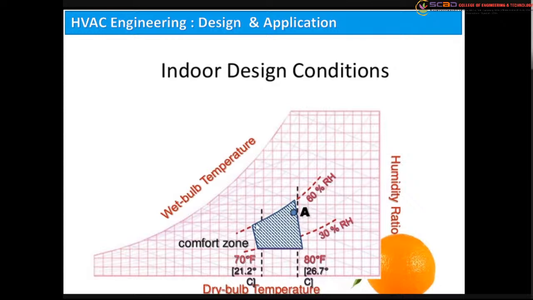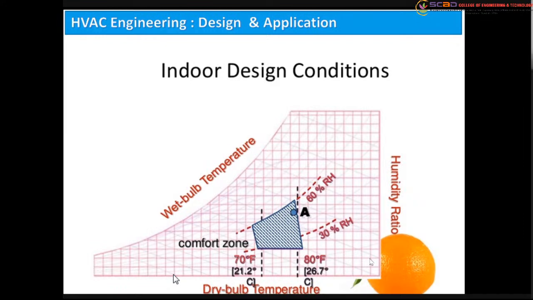Any room which is not falling in this temperature, not falling in this condition, will be a hot spot. So any HVAC engineer cannot just say this room is cooling well or this room is not cooling well. He has to apply those temperature conditions on the psychrometric chart.